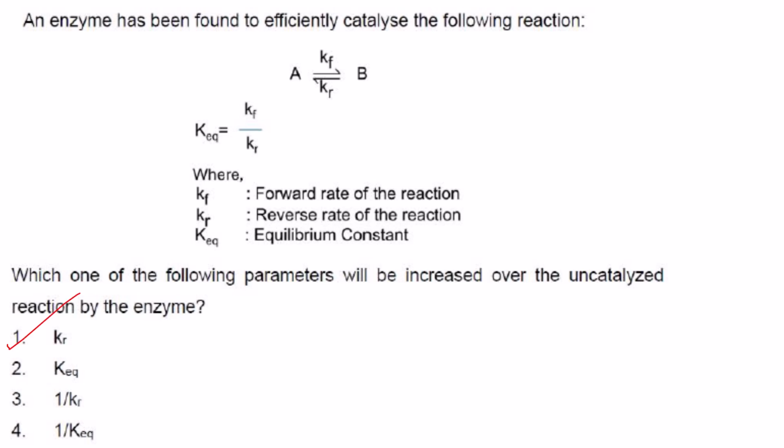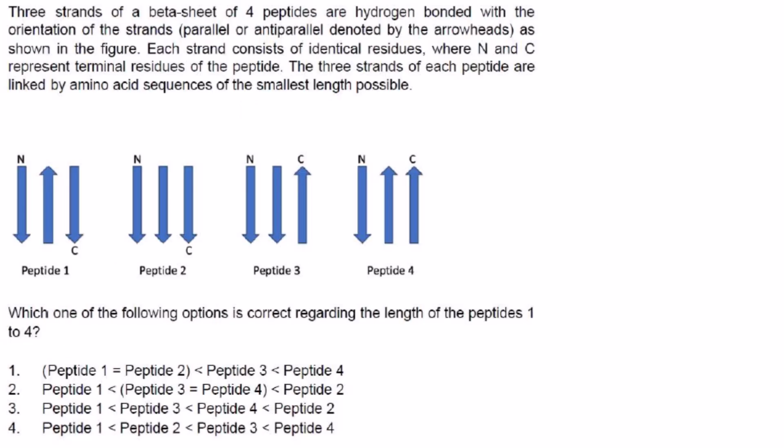But see here they have given 1 by Kr. 1 by Kr won't increase, because if Kr increases, 1 by Kr will decrease. So the answer here is option 1, that is Kr. K equilibrium is the equilibrium constant, and I told you it will not change upon addition of the enzyme. Then next one.